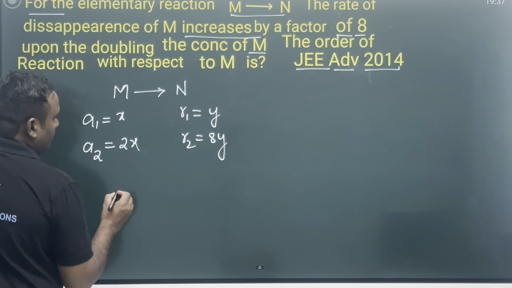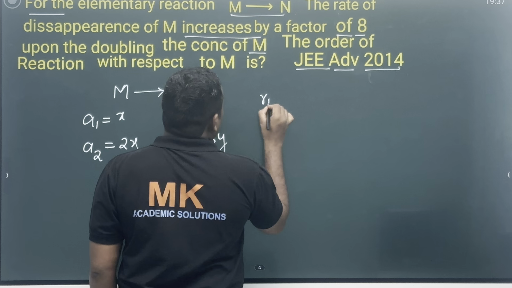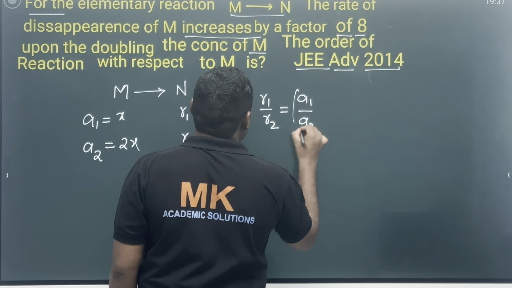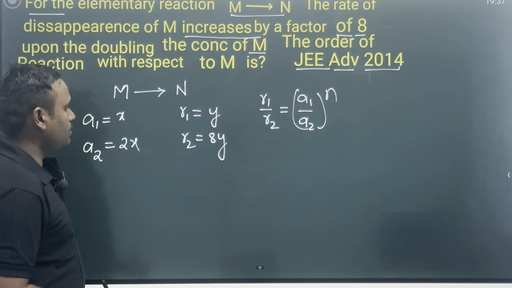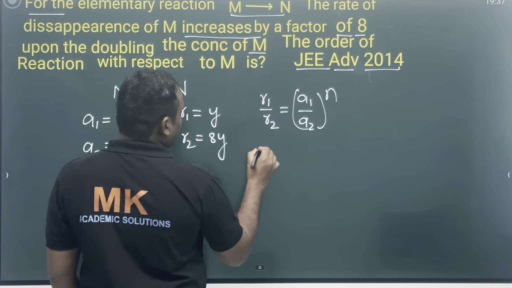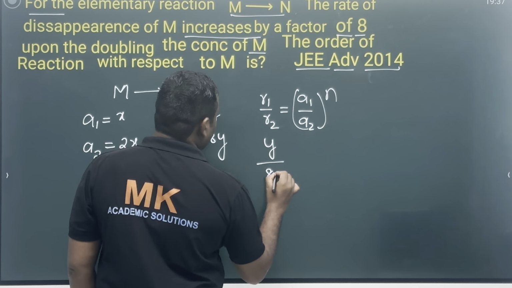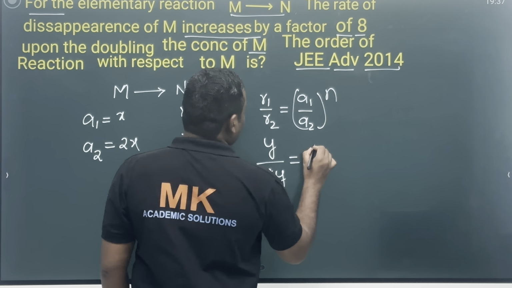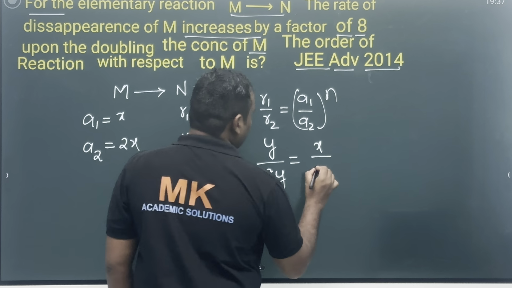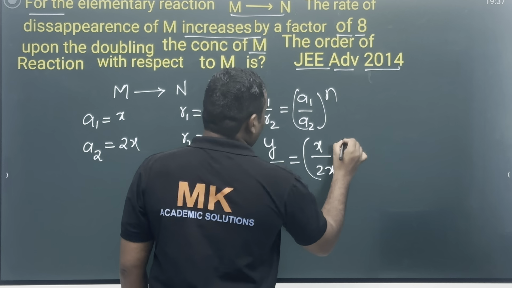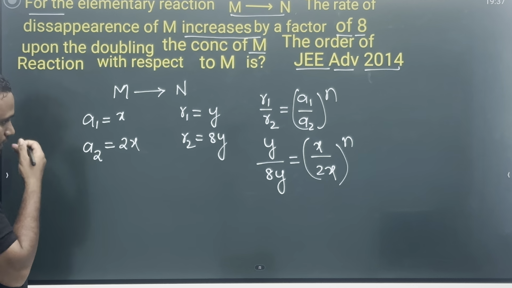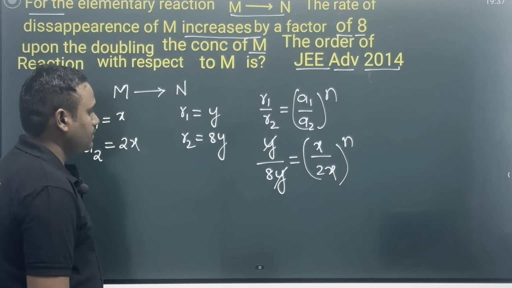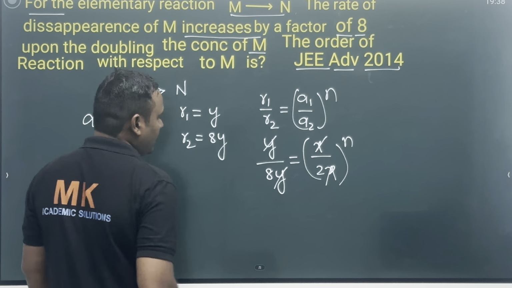Now use the formula, that is R1 by R2 is equal to A1 by A2 whole power n. So now what is R1? We are going to consider Y by 8Y. And what is A1? A1 is X, A2 is 2X, whole power n. So now here Y will get cancelled out, and X and X will also get cancelled out.